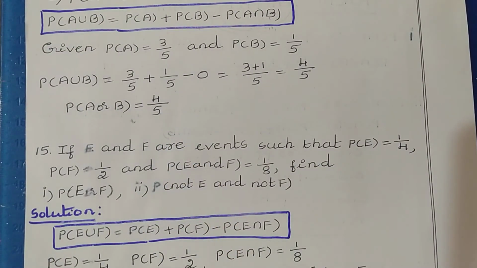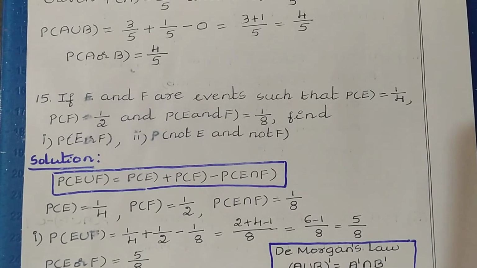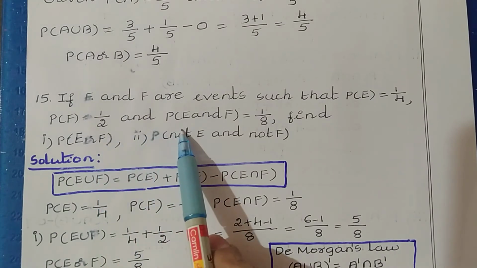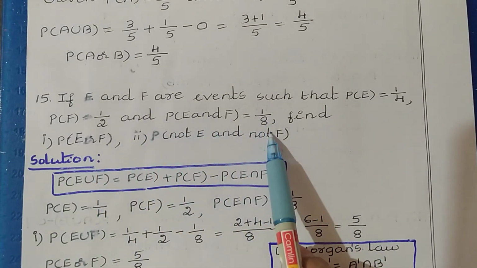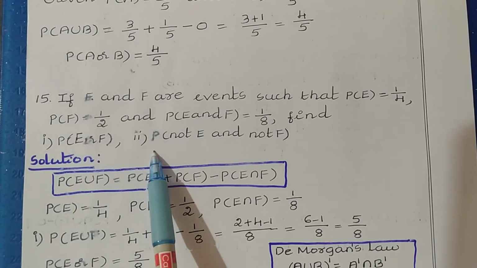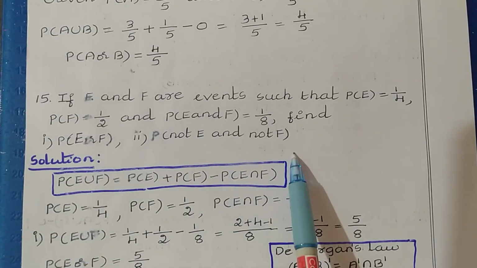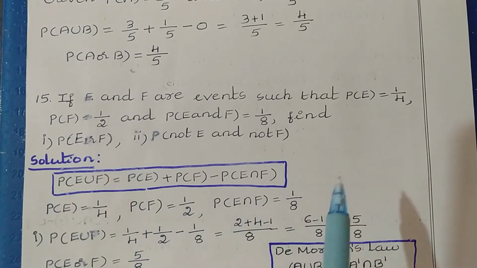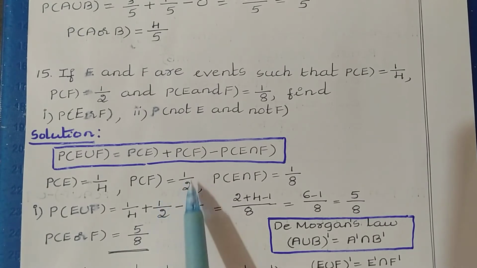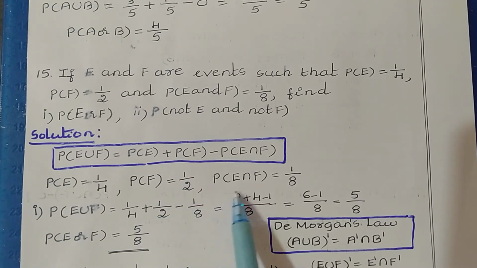Next, question number 15. If E and F are events such that probability of E is equal to 1 by 4, probability of F is equal to 1 by 2, and probability of E and F is equal to 1 by 8, find probability of E or F, then probability of not E and not F. So first here they have given the values. Probability of E we know 1 by 4, then probability of F is 1 by 2, and probability of E intersection F, that is E and F means E intersection F, is equal to 1 by 8.